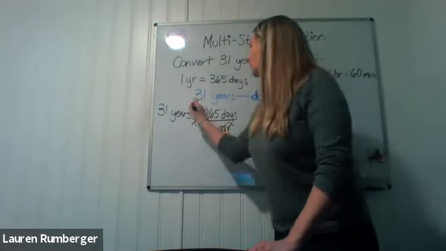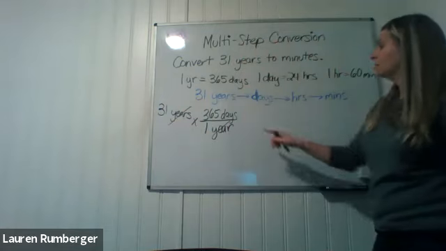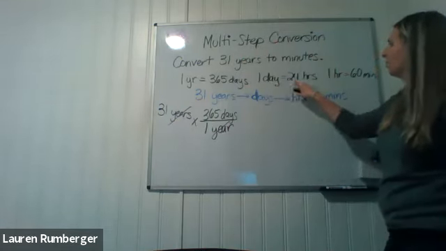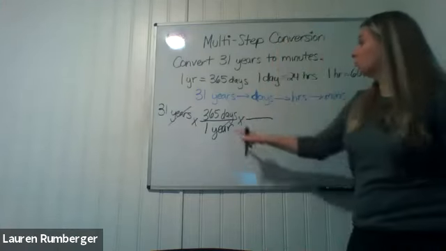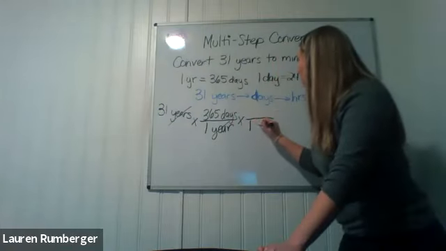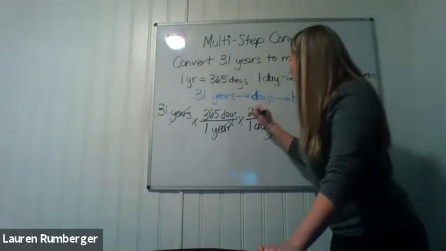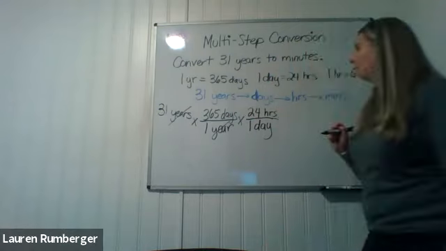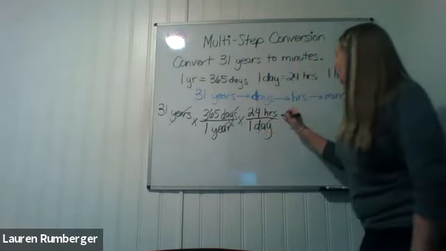That allows us to cancel units of years. Next, we're going to do days to hours. 1 day is equal to 24 hours. So we want to change days. So diagonally, we're canceling. 1 day goes on the denominator here, and 24 hours goes on the top. Cancel out the units of days.